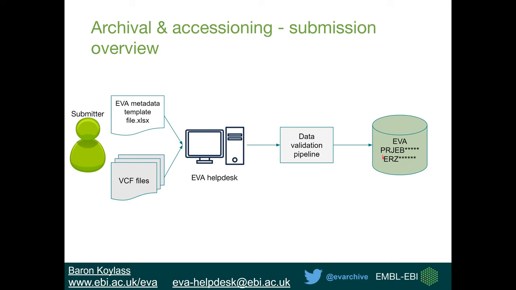If you query the EVA database with the project accession, it'll bring up the associated project. But it can also be used in the ENA to bring up the same associated information, just so our data is linked between the two databases. And this is the same information for the analysis ID as well.